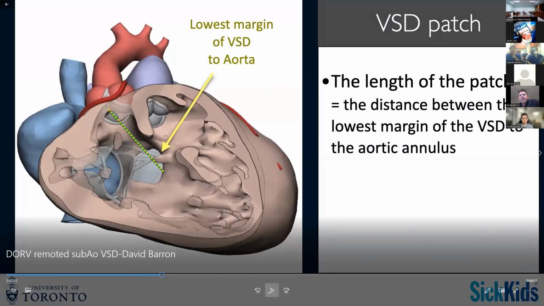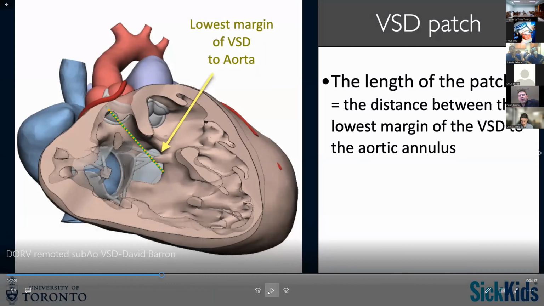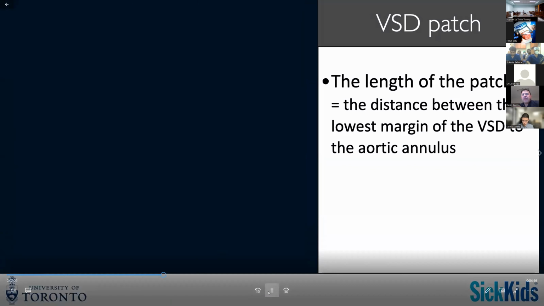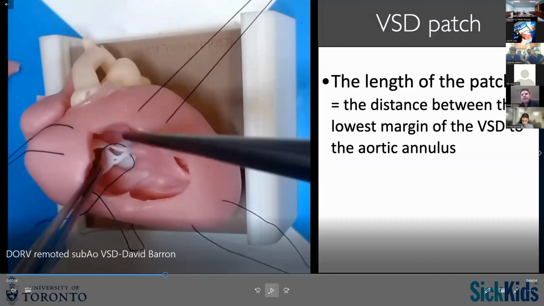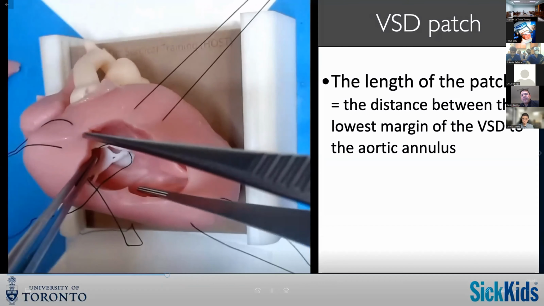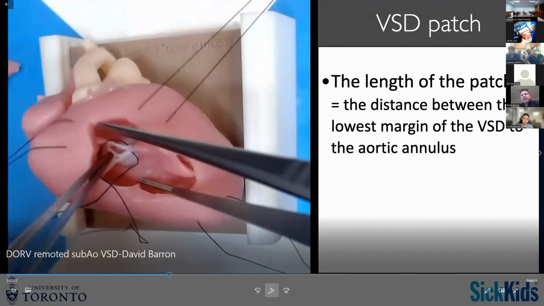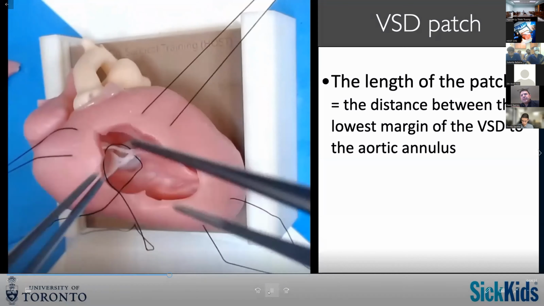So you're trying to imagine the size of your patch. You want your patch to be generous, particularly generous in its width, to create as big a volume outflow tract as you can. So here I've got a little stay suture so that we can move the little papillary muscle around, but we're estimating the length of the patch.